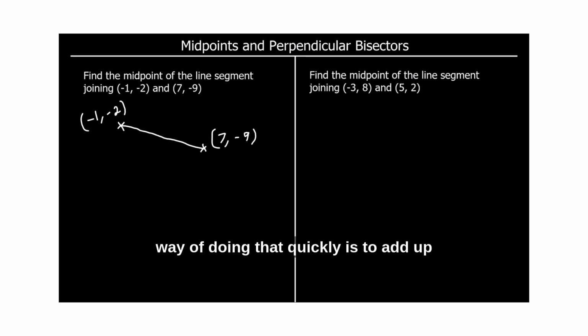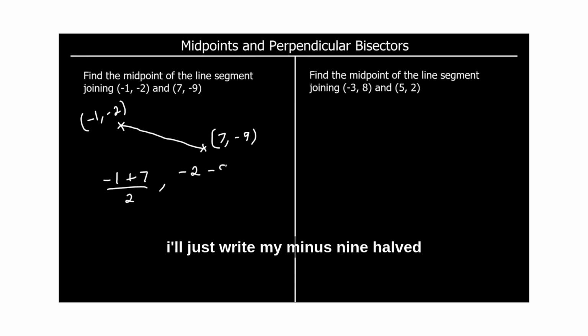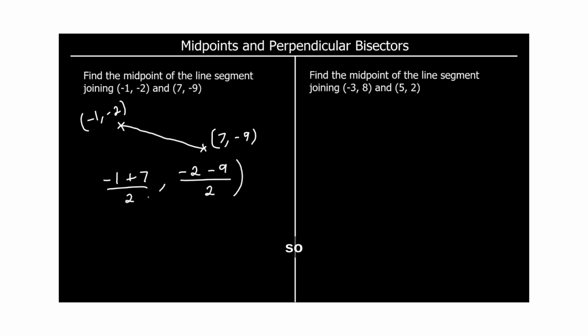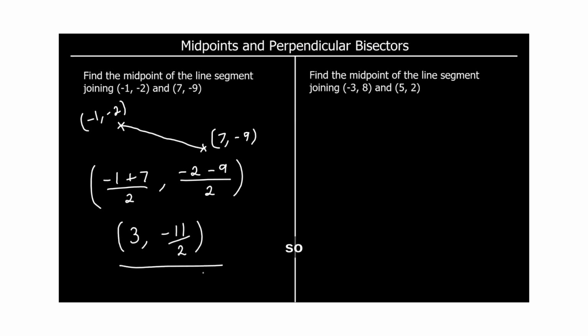A way of doing that quickly is to add up the x's and half them, and add up the y's and half them. So we've got -1 plus 7 halved, and we've got -2 plus -9 halved. So 7 take away 1 is 6, half of that is 3. -2 take away another 9 is -11, half of that I'll just write -11 over 2. So that's the midpoint of the line segment.